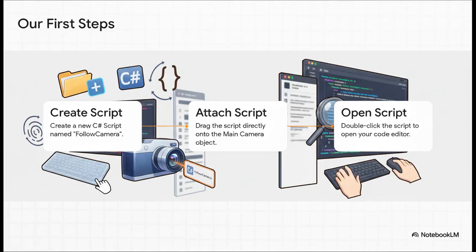Okay, so setting this up is super easy. Let's do it together step by step. Go into your Unity editor and find your assets window, probably at the bottom of the screen. I want you to right-click in an empty space there, go up to Create, and then slide over and click C# script. A new file will pop up, ready to be named. Let's call it Follow Camera.